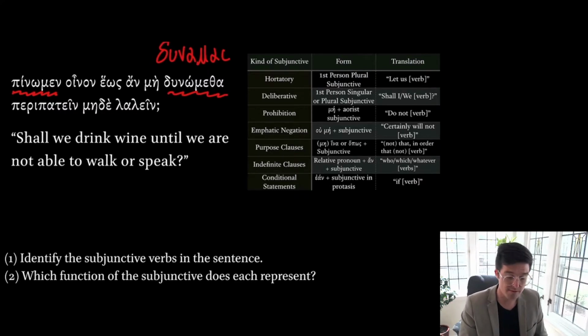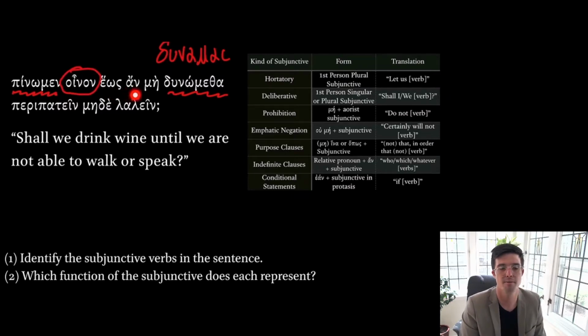So what we have with respect to our uses of the subjunctive with pinomen, notice what our sentence ends with here. The punctuation mark is a question mark, as it is in English. So we have a deliberative subjunctive, a first person singular or plural, in this case plural, subject in the subjunctive. It is going to be shall I or shall we. So shall we drink oinon, wine? This is going to be our object of the sentence. If we're marking it, I would circle it.